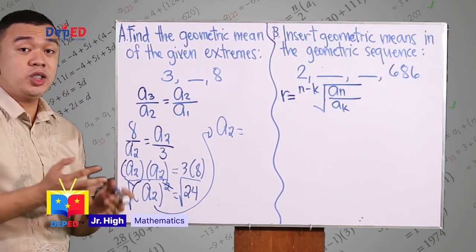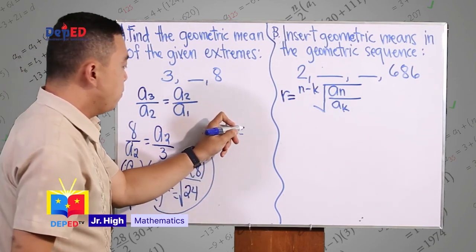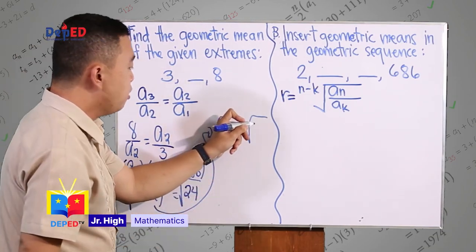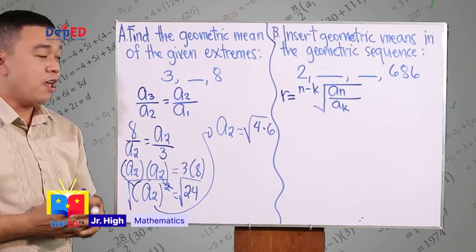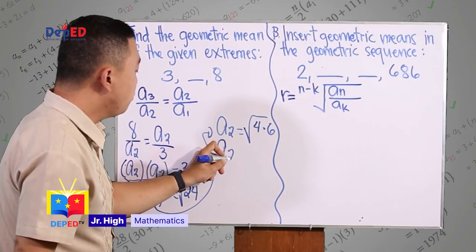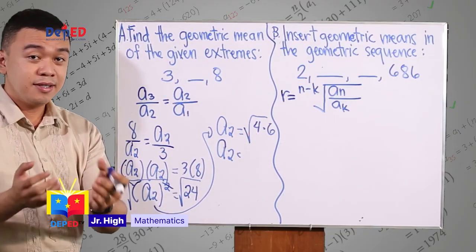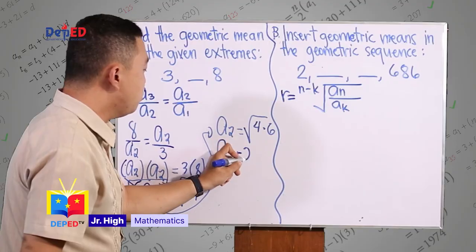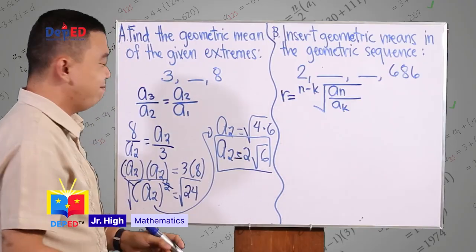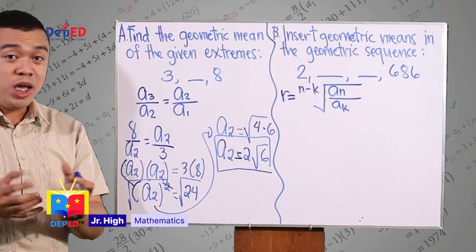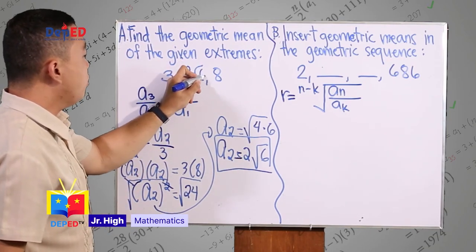Notice that 24 is not a perfect square, so we will look for two factors of 24, which is 4 times 6. Then we will have a sub 2. Since 4 is a perfect square, the square root of 4 is? Correct. That's 2 square root of 6. So the geometric mean of the sequence is 2 square root of 6.